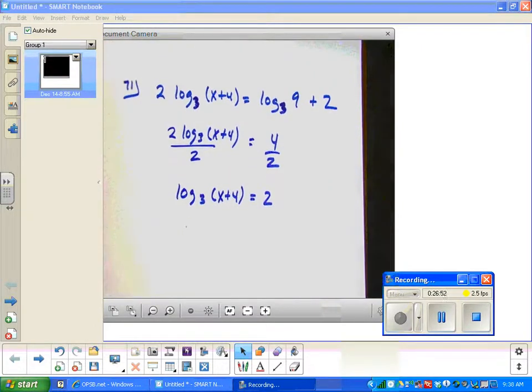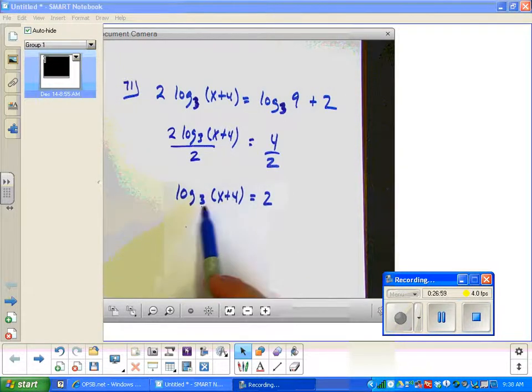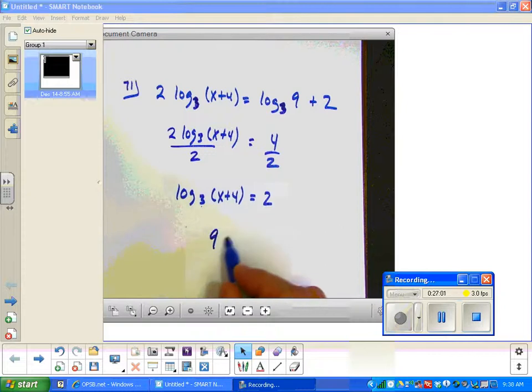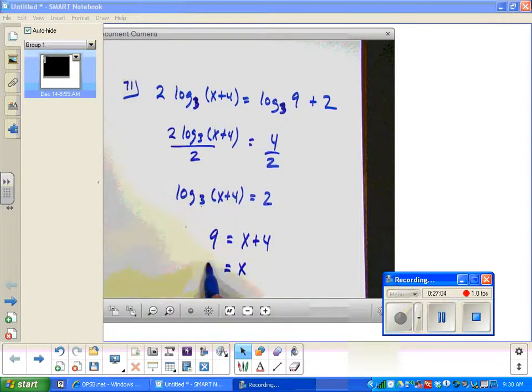Now from here, it's not real hard. 3 to the second power equals x plus 4. 3 to the second power would be 9. So x would be 5. Let's check it. That would be positive, so it would be okay.